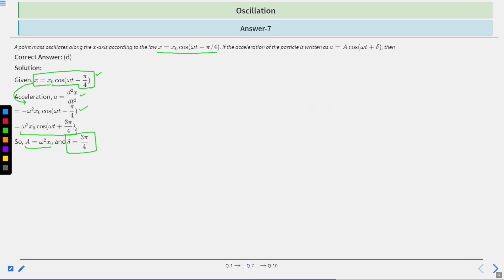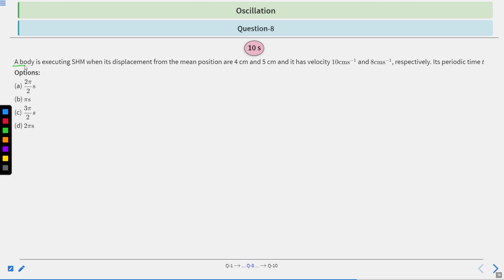Next question, Question 8. A body executing SHM has displacements from the mean position of 4 centimeter and 5 centimeter, and it has velocities of 10 centimeter per second and 8 centimeter per second respectively. Its periodic time T is which one? Option A is 2 pi by 2 second, option B is pi second, option C is 3 pi by 2 second, and option D is 2 pi second. Which one is correct? You have 10 seconds to solve this question. After 10 seconds, we will provide the solution.